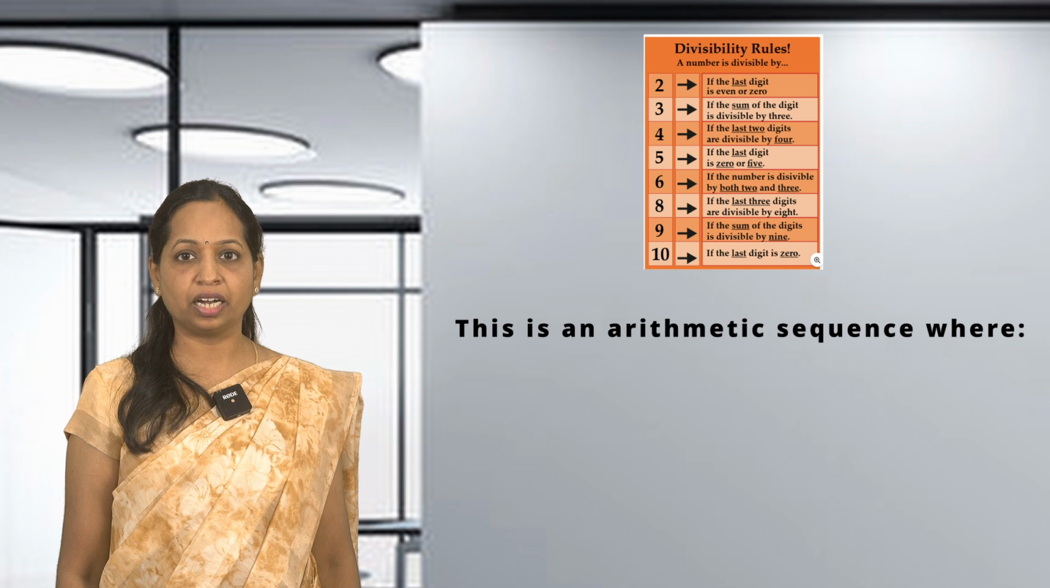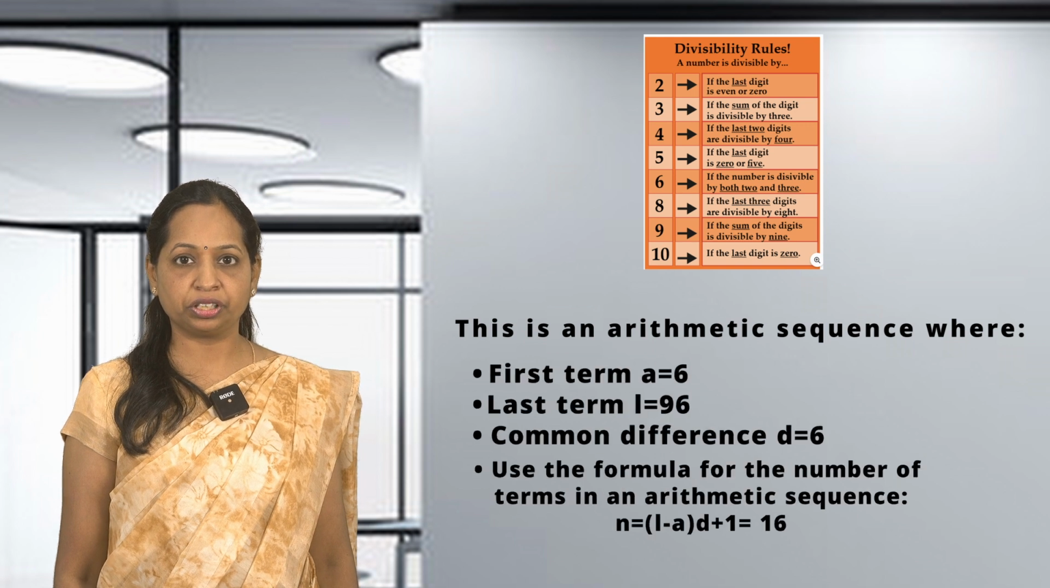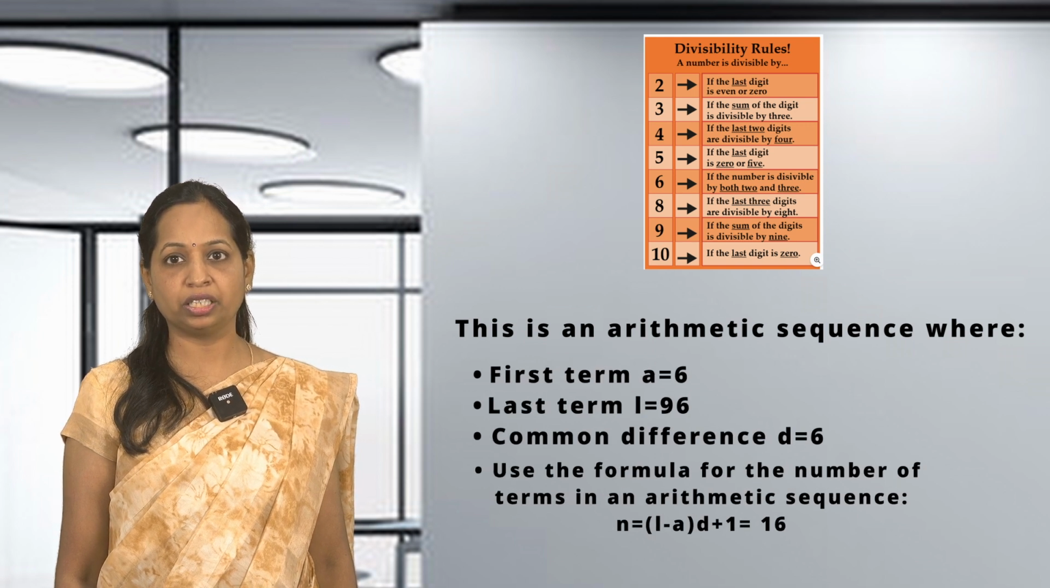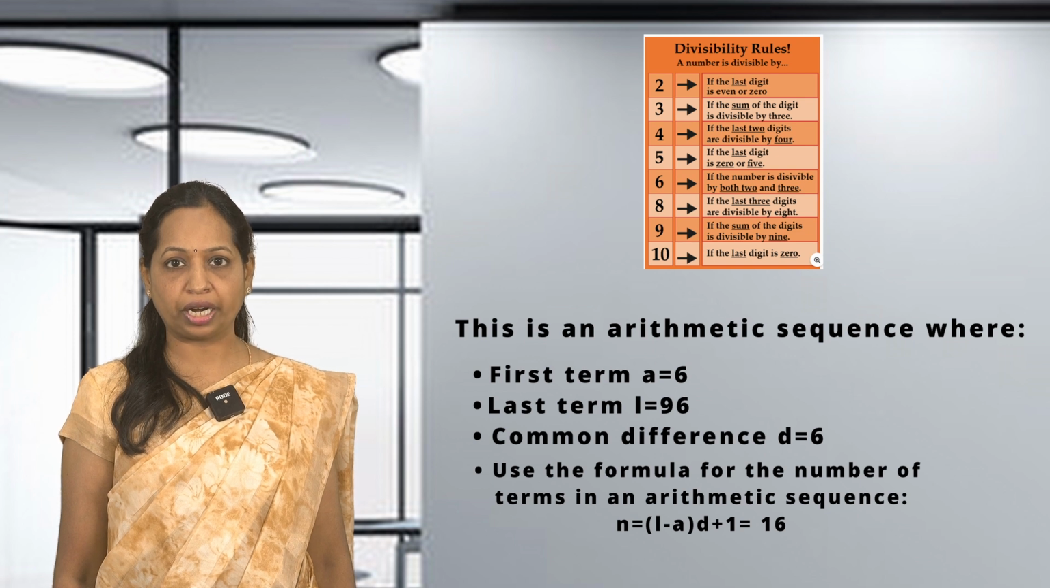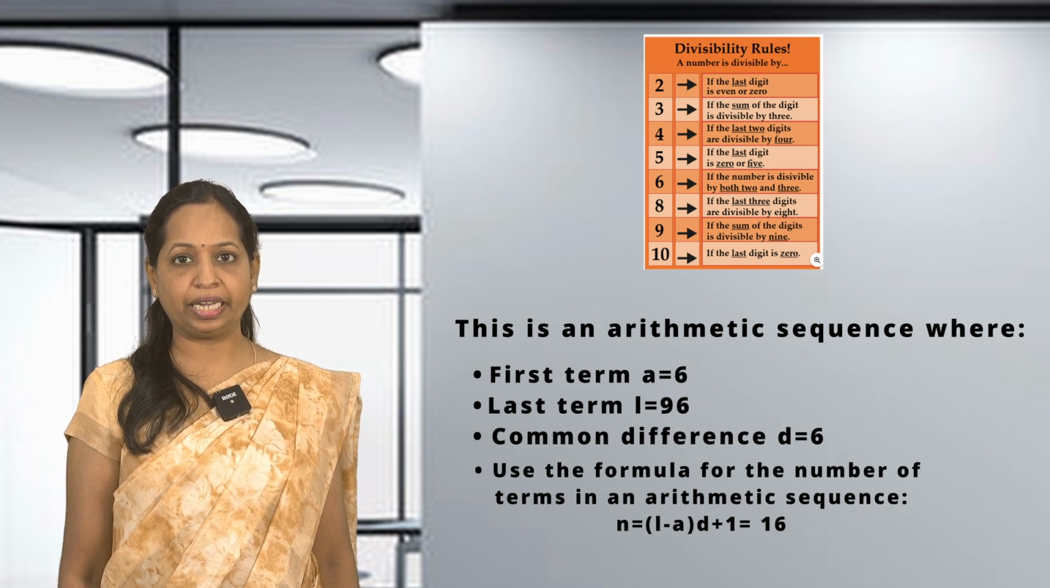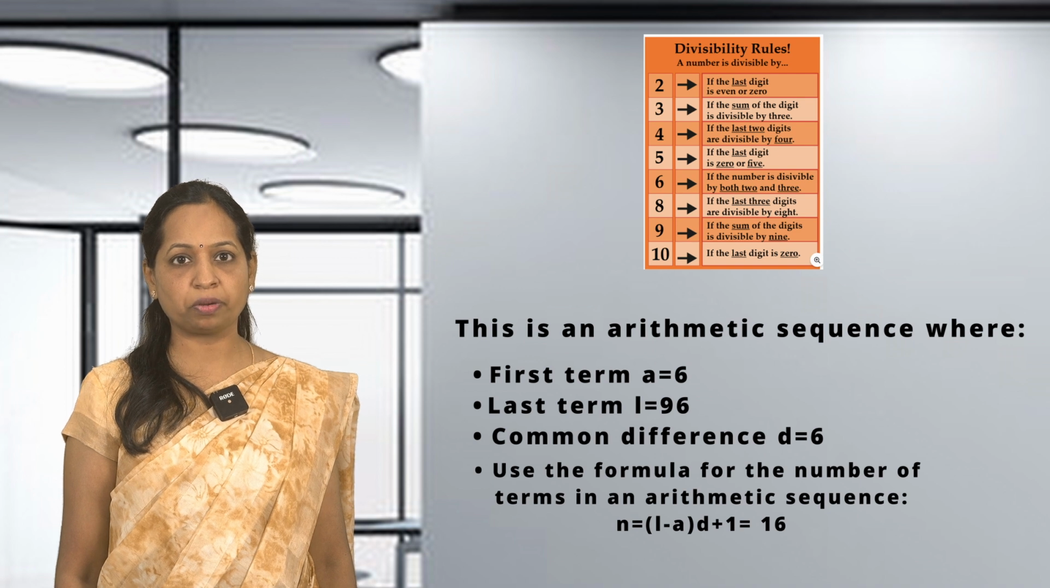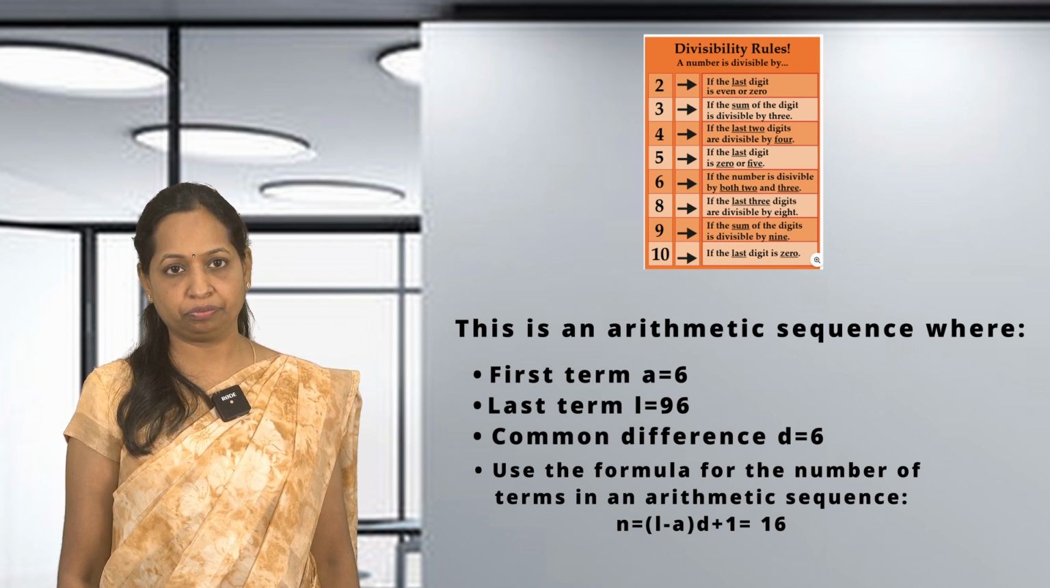This is an arithmetic sequence where first term A is equal to 6, last term L is equal to 96, and common difference D is equal to 6. Use the formula for the number of terms in an arithmetic sequence: N is equal to (L minus A) divided by D, plus 1, which is equal to 16.